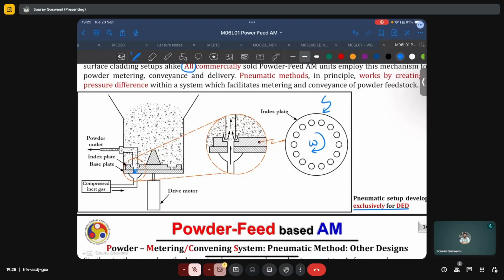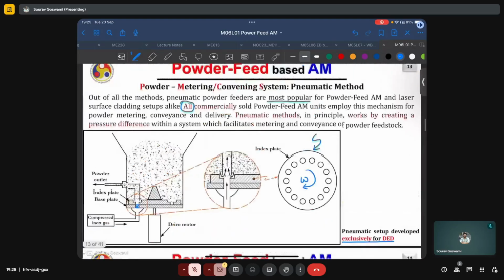Through the hole in the base plate, compressed inert gas is allowed, which is then channelized into the powder outlet. And thus, depending on the angular velocity of the index plate and the rotational position between the index plate and the base plate, the requisite amount of powder can be allowed to leave the powder hopper. And this is because we are introducing a high pressure gas through the hole in the base plate, whereas the pressure inside the hopper will be comparatively lower. And so because of this pressure difference and pneumatic effect, the powder can be delivered.